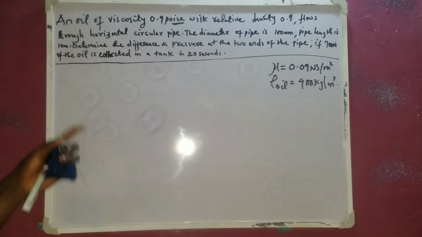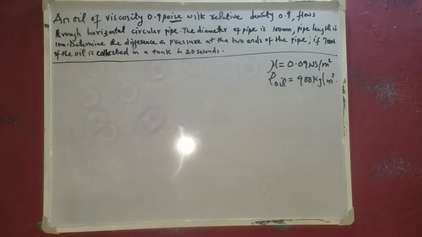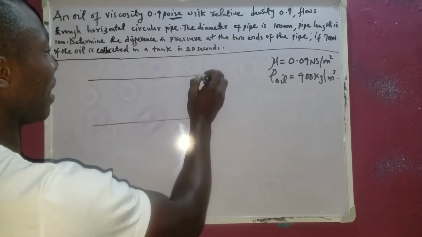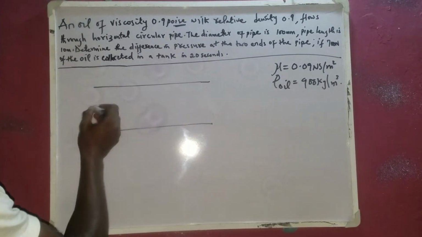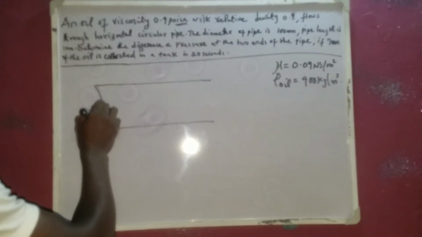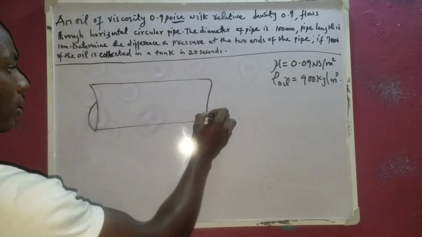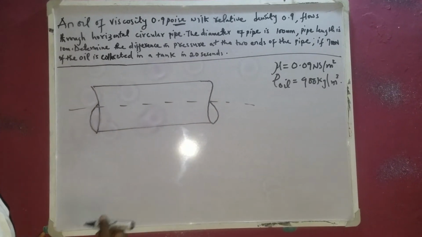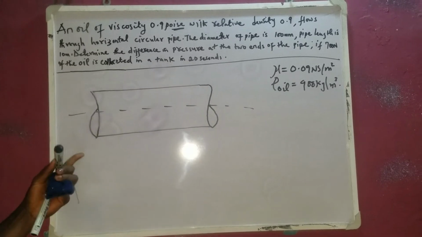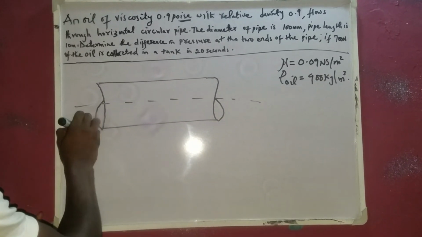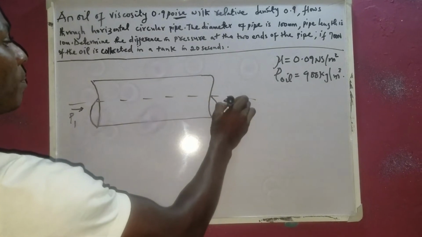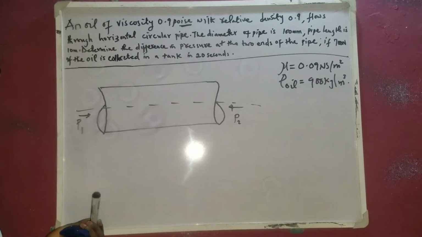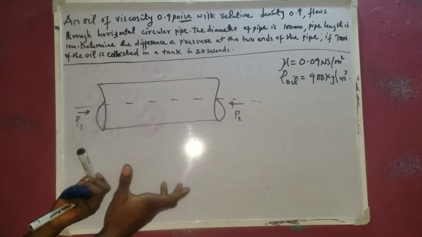So we proceed. We know this is through a horizontal circular pipe. So of course the pipe should look like this. The pipe is horizontal and it's circular, so it has to look like this. So this is a horizontal circular pipe of the same cross section. So we're looking for the difference in pressure between the two ends of the pipe. This is the picture of what we are trying to solve.